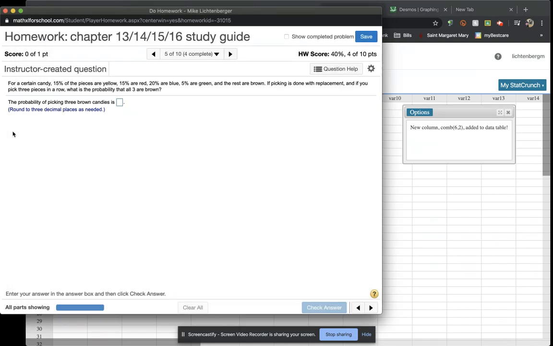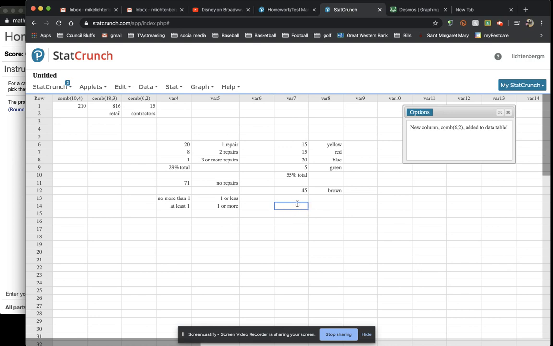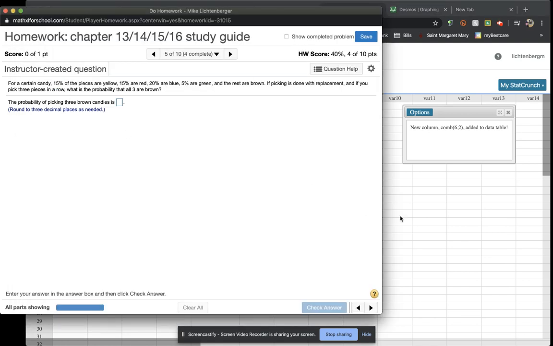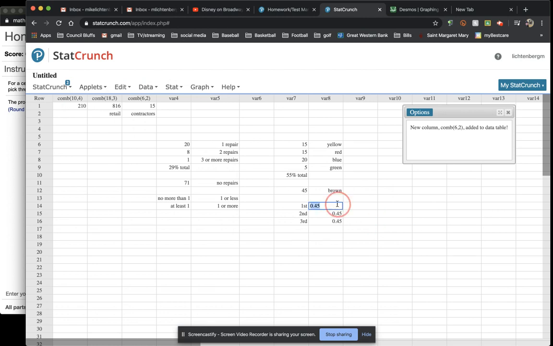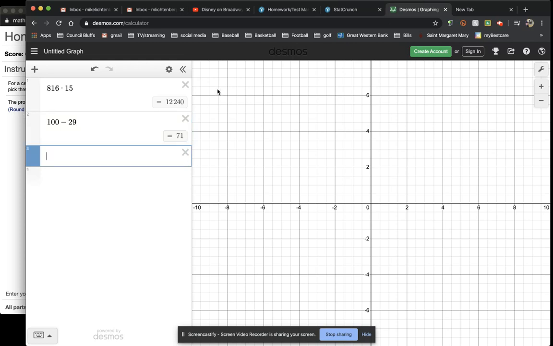If picking is done with replacement, if you pick three pieces in a row, what is the probability that all three are brown? So the first one being brown would be 45%. The second one being brown would also be 45%. The third one being brown would also be 45%. So to find the answer, we're simply going to multiply all those three things together. So 0.45 times 0.45 times 0.45.